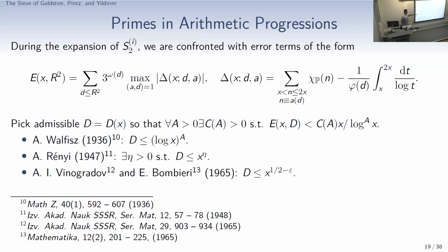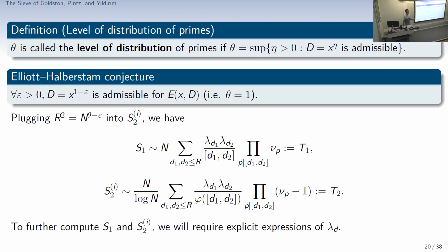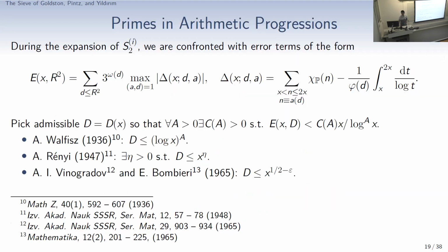However, this 1/2 exponent is not enough, and we also conjecture that it is possible for us to raise the exponent to something greater than 1/2. So this exponent will be called a level of distribution of prime numbers. So theta is the supremum of the set of beta such that when d equals x to the power of beta, this error term will be well controlled.